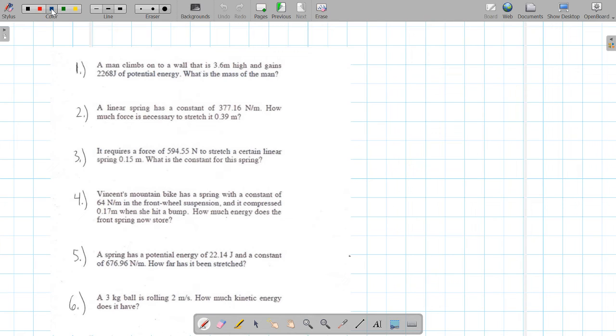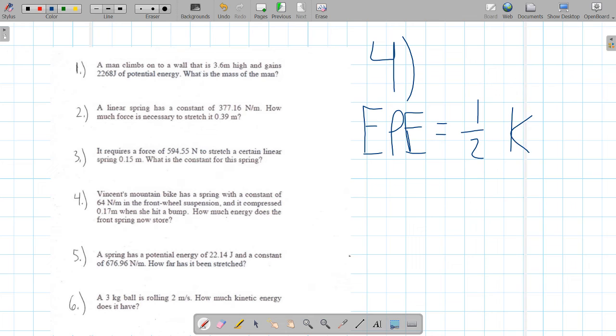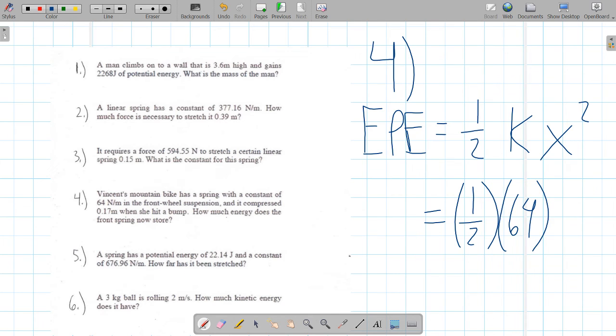Again, we're working out the fourth one. Elastic potential energy, which is what we're solving for, is equal to 1/2 times the spring constant K times X squared. So let's just plug everything in. 1/2 times 64, where it's understood that 64 is the spring constant K, times 0.17 squared. All of this tells us our elastic potential energy.